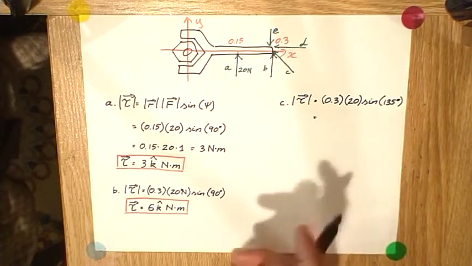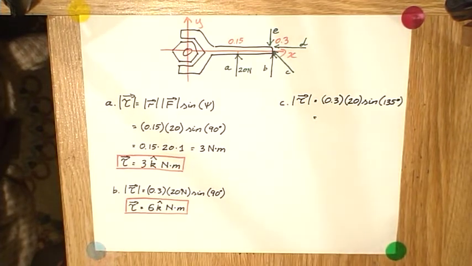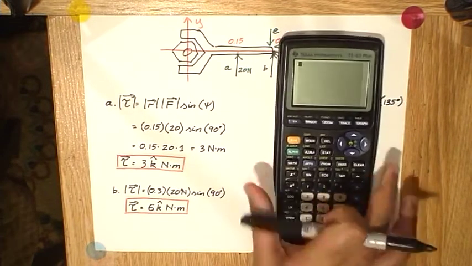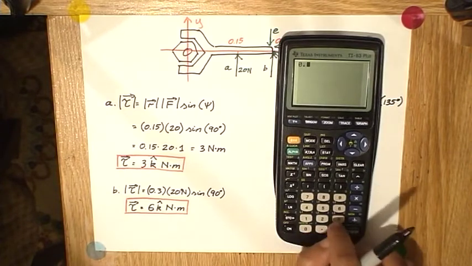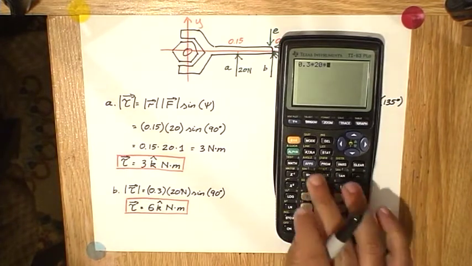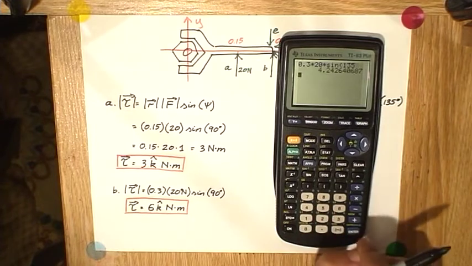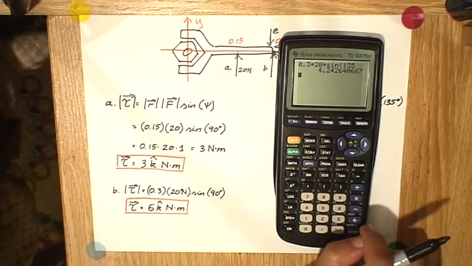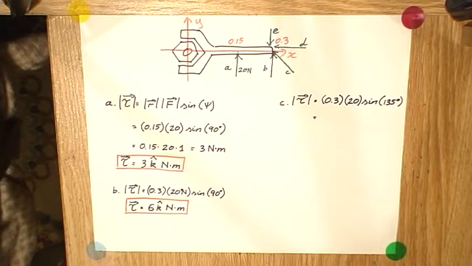So when you solve all of this out, you get 0.3 times 20 times the sine of 135 degrees. So 0.3 times 20 times the sine of 135 gives us 4.42 newtons times meters.